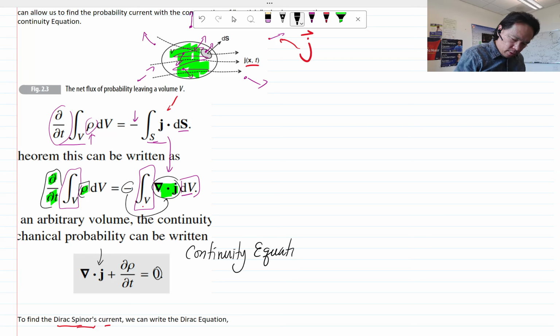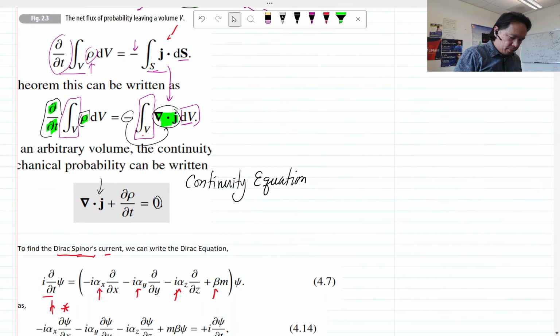Okay, it's just telling you that whatever particles are flowing out, you're going to have a negative effect on the probability inside that volume, and therefore they're going to be equal but opposite each other. But then if you put them both on the same side of the equation, then they'll add up to 0.